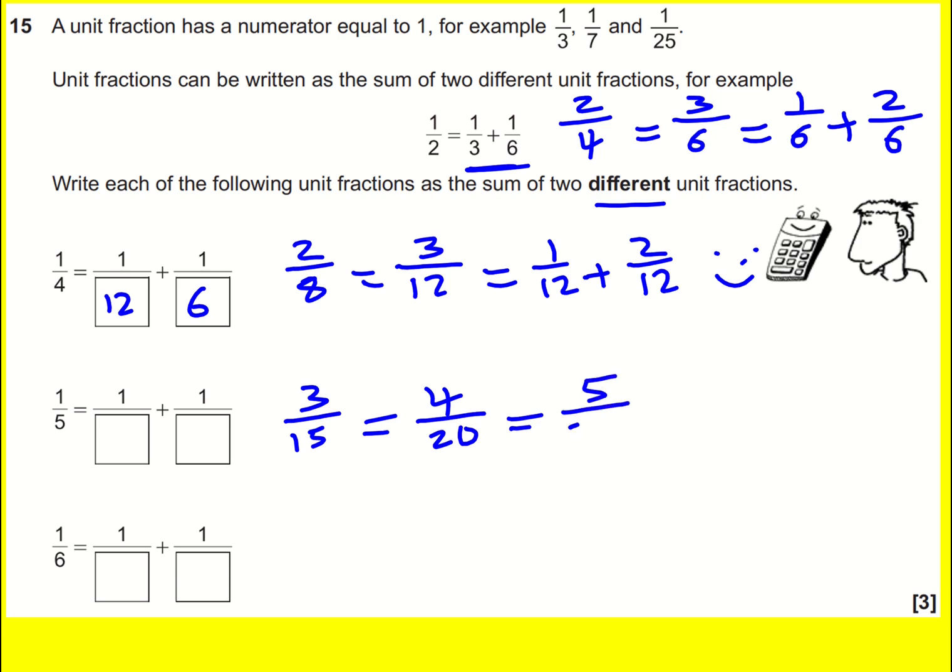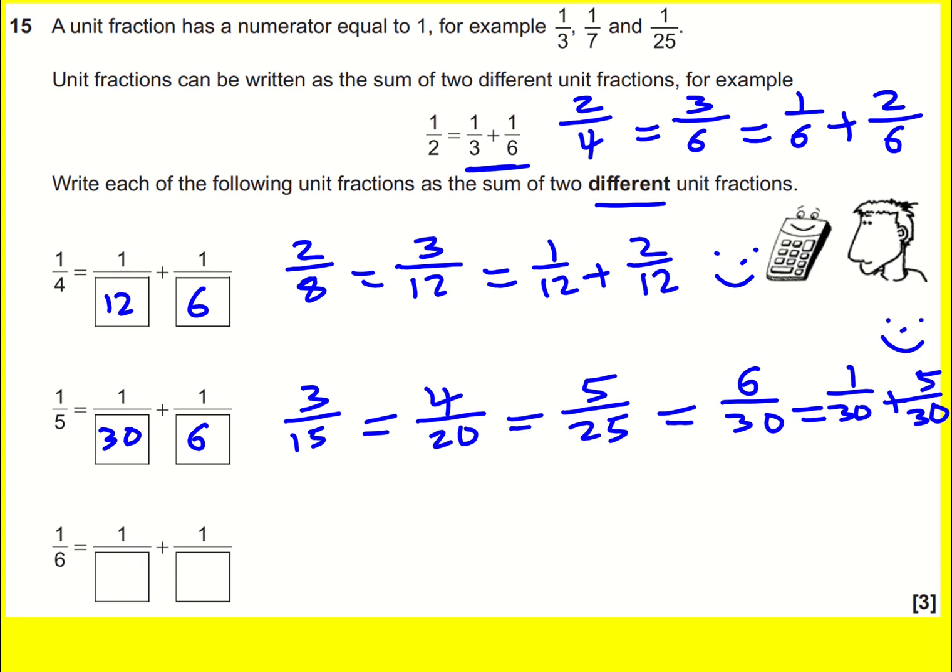All right, 5 over 25. Just keep going. Yeah, that's not going to work, 1 over 25 plus 4 over 25, it's not going to cancel down, so I've got to keep going. 6 over 30. I reckon this might work, because then I'll have 1 over 30 plus 5 over 30, and yes, we're there. Okay, it took a bit longer, but we got there. 5 into 30 goes 6, so it's going to be 1/30 plus 1/6. Second one, done.